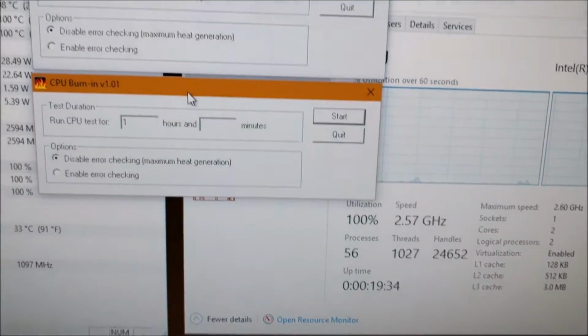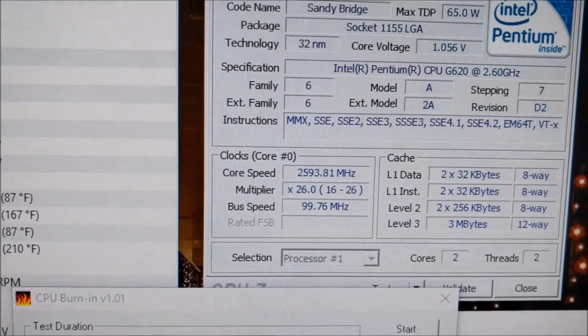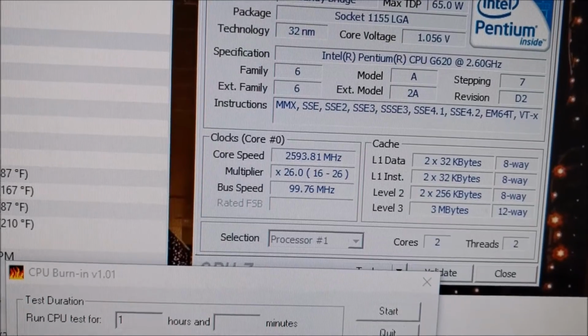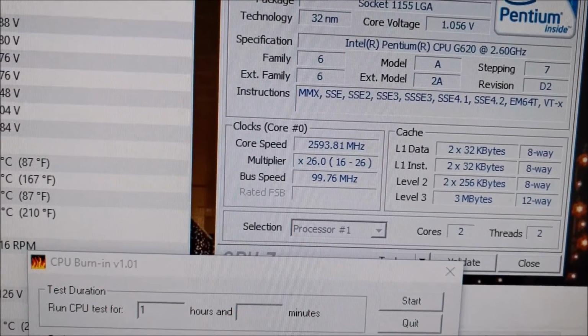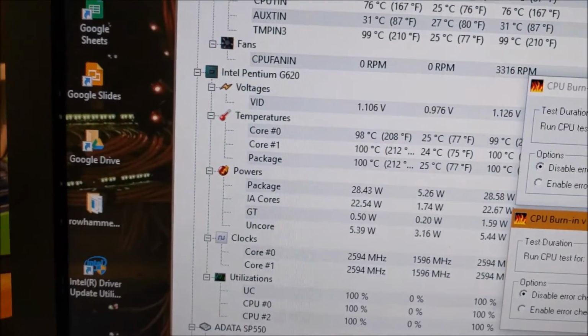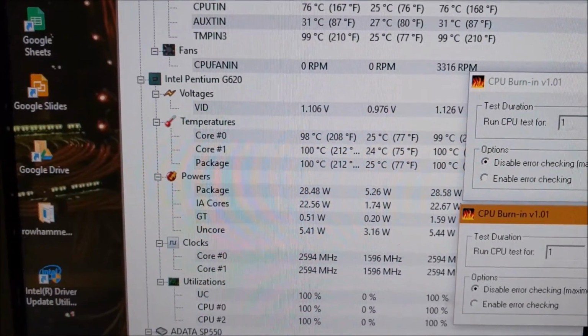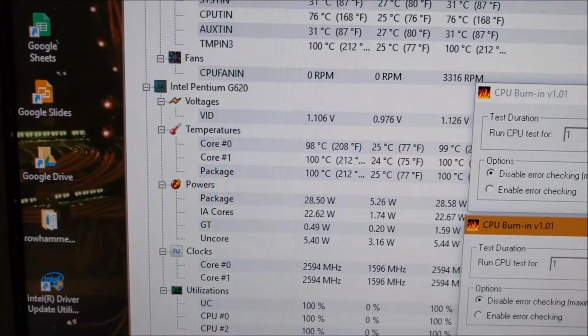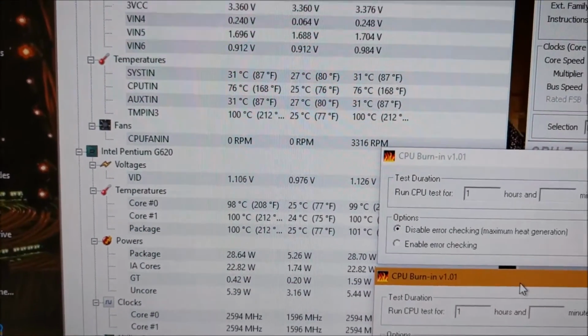So I'm waiting for throttling to happen. So far, I've seen nothing. It's right at 100, according to the temperature sensors on the die. Core 1 is 100, package is 100, 98. But I'm not seeing any throttling.